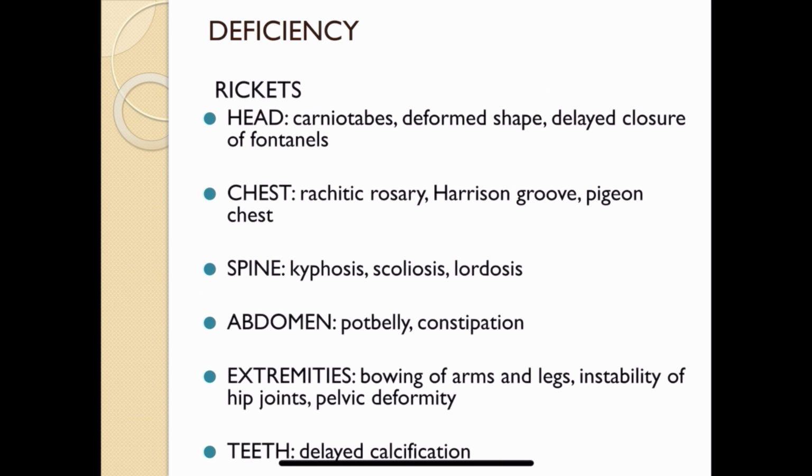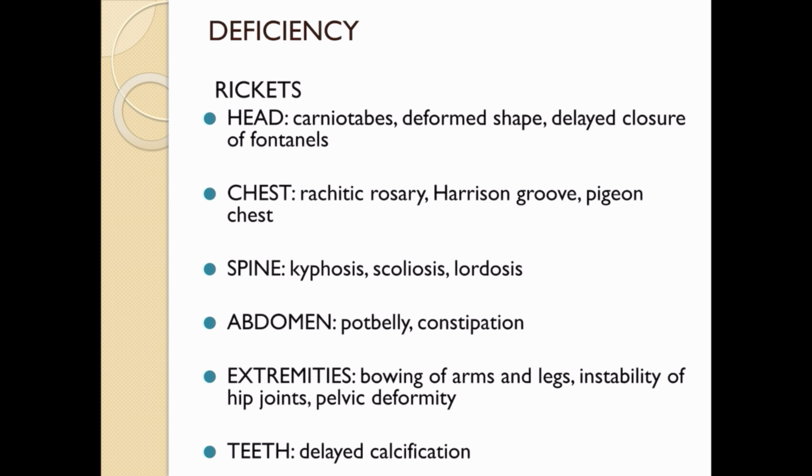The deficiency of vitamin D causes rickets, in which the head becomes deformed in shape, you can see the craniotabes, delayed closure of fontanelles, and in the chest the rachitic rosary is seen, Harrison groove is seen, and pigeon chest is the characteristic feature of rickets. And in the spine you can have kyphosis, scoliosis, or lordosis.